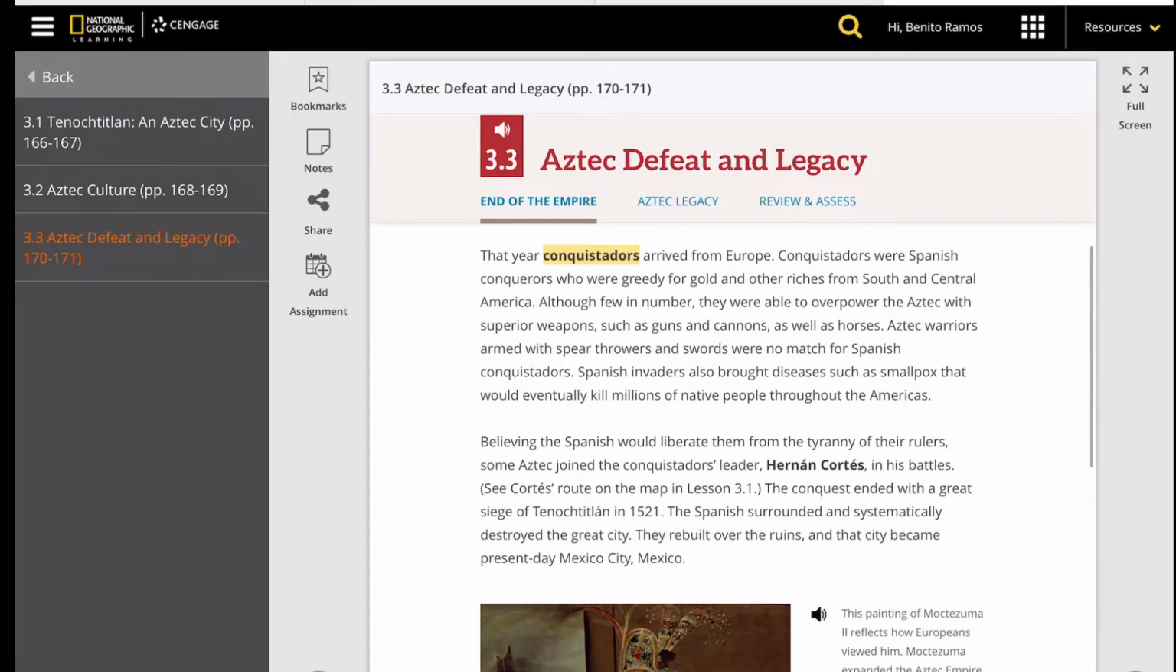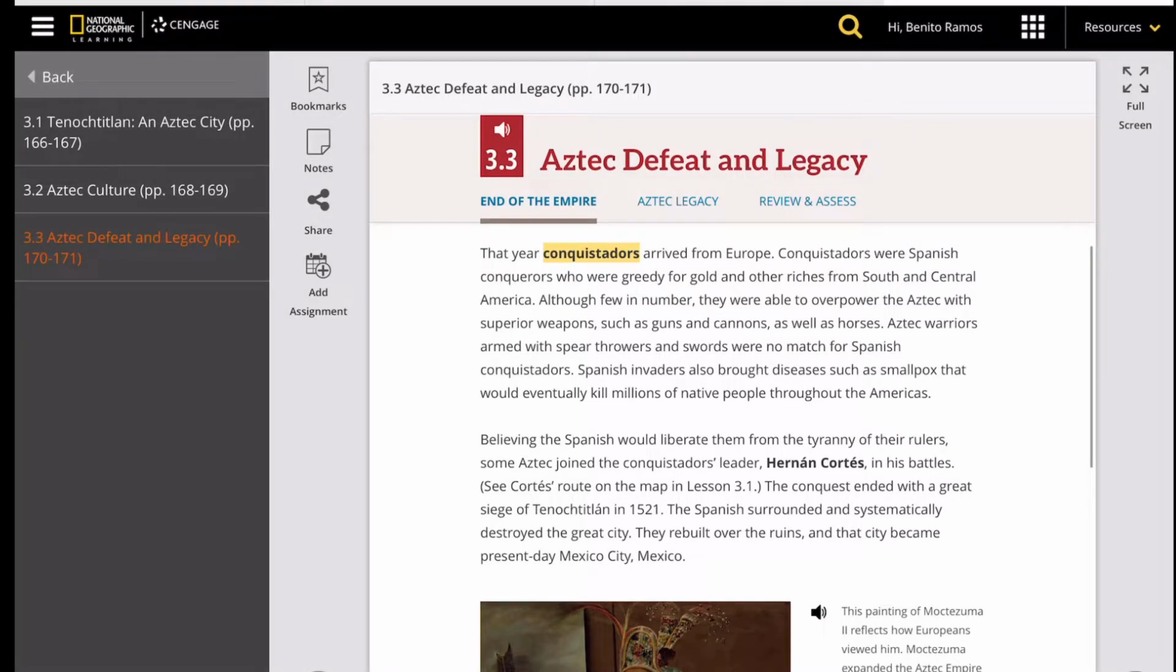And after that, a surprise came, and Moctezuma was not ready for it. It was the year the conquistadors arrived from Europe. Now, we learn about who the conquistadors are. They are Spanish conquerors who were greedy for gold and other riches from South and Central America. Although few in number, they were able to overpower the Aztec with superior weapons such as guns, cannons, and, the most important weapon that they used, a living, breathing, fast-running horse.